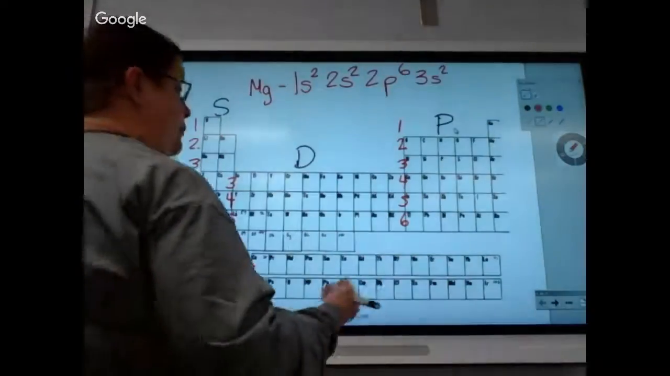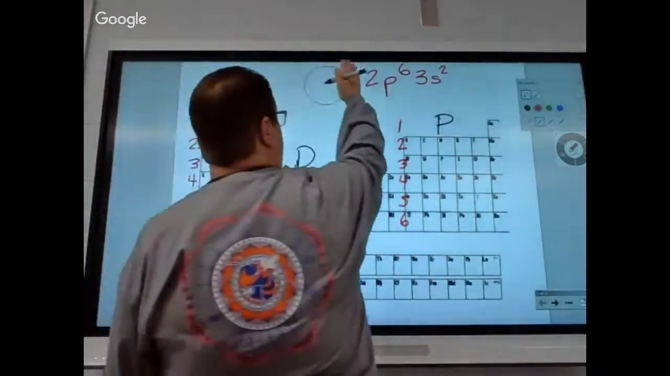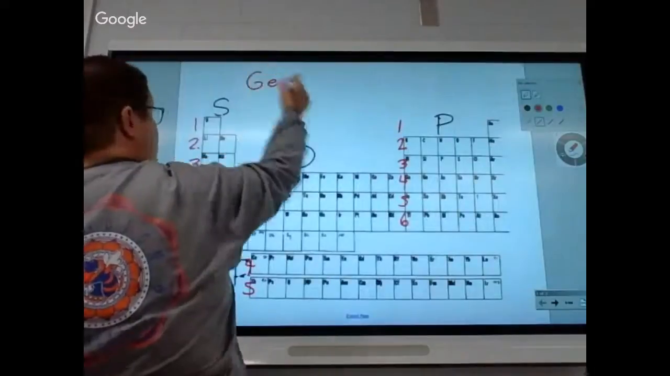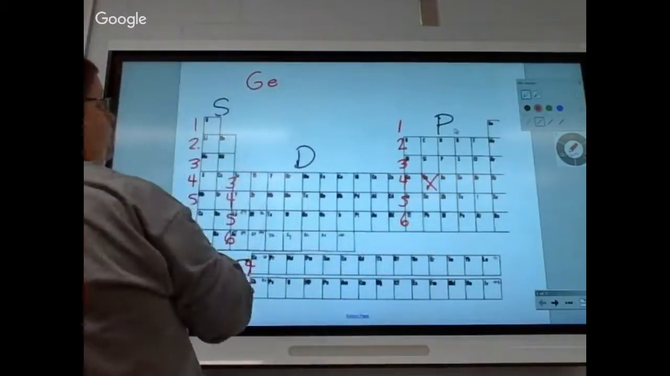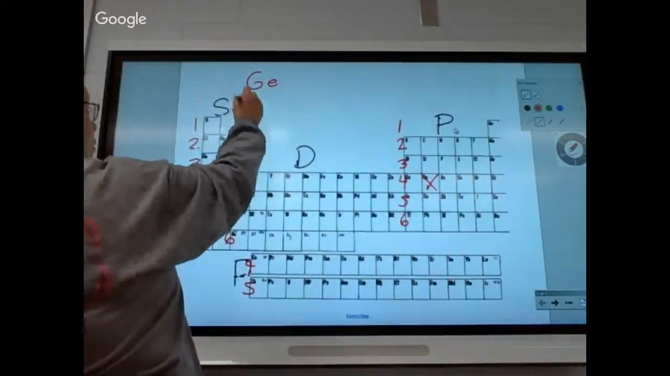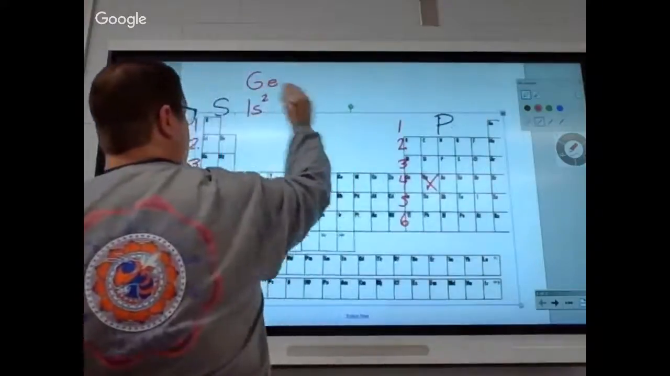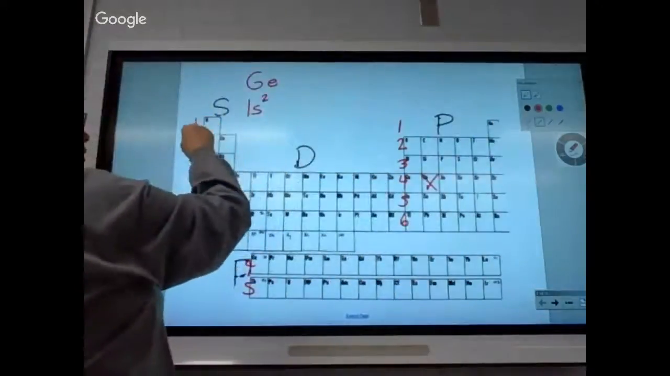Okay. So, if we do another one, just to make sure we know how to do this. All right. Let's say that we pick, I don't know, let's pick Ge. All right. Ge is here. What's the first thing we read in this chart? 1S. How many? 2, right? We keep reading. We're here. Where do we go? Here. What number do we have?